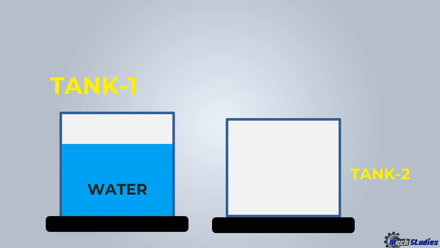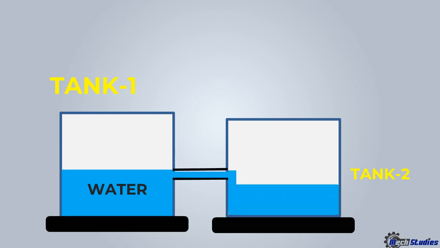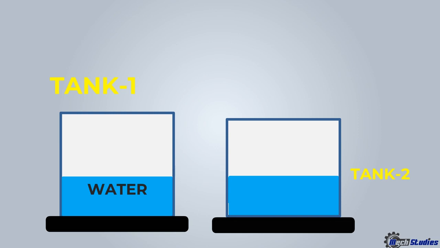It is simple. We will take a pipe with a valve and connect it between tank 1 and tank 2. If we open the valve, water will flow from tank 1 to tank 2 due to the difference in height. Water can be transferred from one tank to another by using a siphon as well.